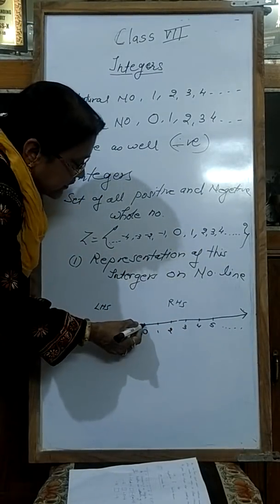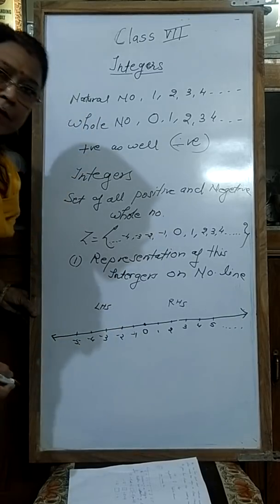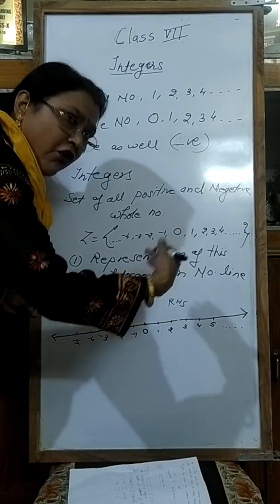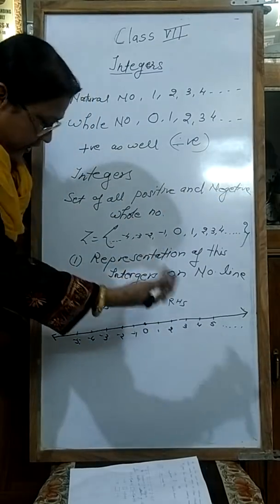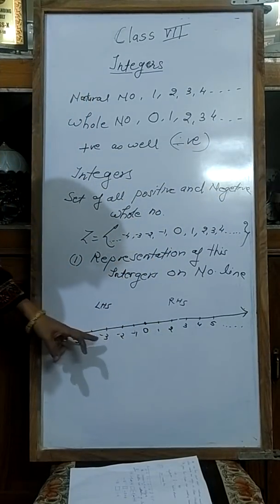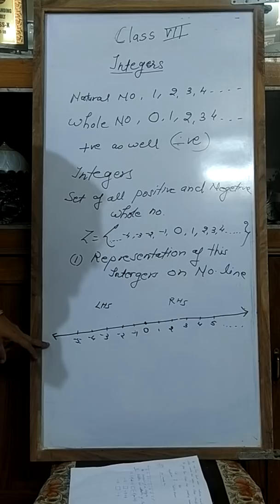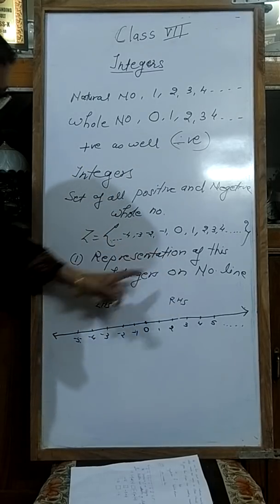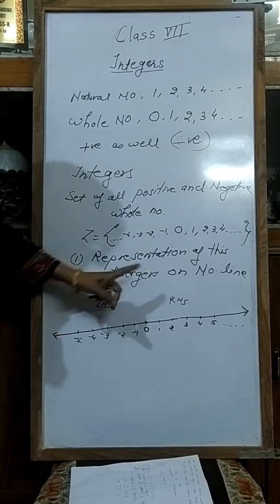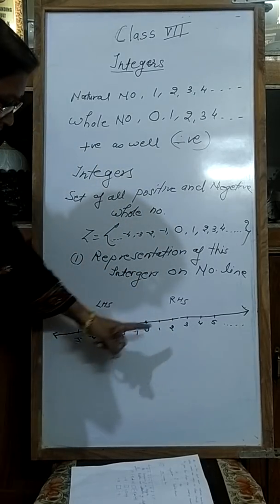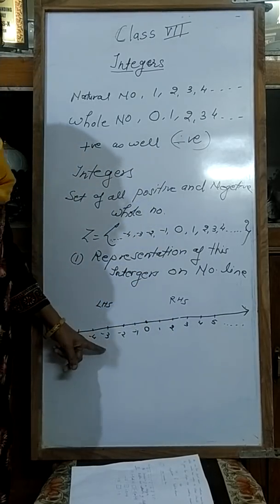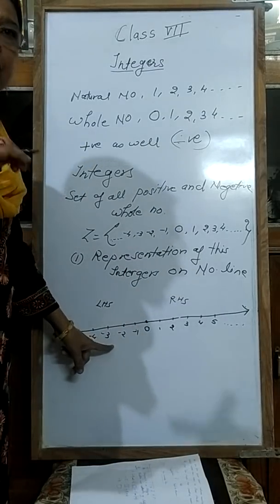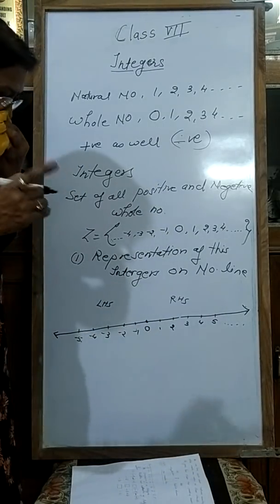See here, this 0 is present in the middle. On the right hand side are all positive values, and on the left hand side all negative values are present. So in this way we can represent all integers, whatever integer you require, on the number line. So here the first question will come: represent any integer.